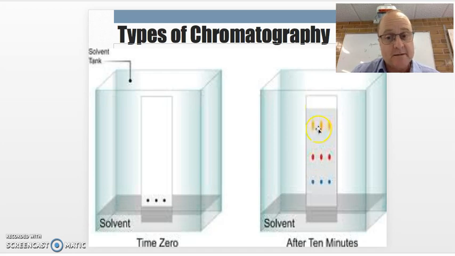Remember that our stationary phase is polar, so the earlier it separates out and adsorbs tells us how polar it is. But this one would be the least polar because it took the longest to adsorb.